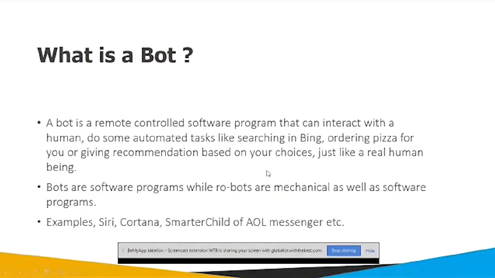Now, what is a bot? A bot is a remote controlled software program which interacts with a human being. You can say a bot is a software program which is hosted somewhere on the internet, and when you want to talk with that bot, it will interact with you in a human manner. For instance, if you are ordering a pizza through a bot, you might be doing the same thing as if there is someone sitting in Pizza Hut or some pizza store, at the counter. How you would proceed with a counter boy, it's similar with a bot.